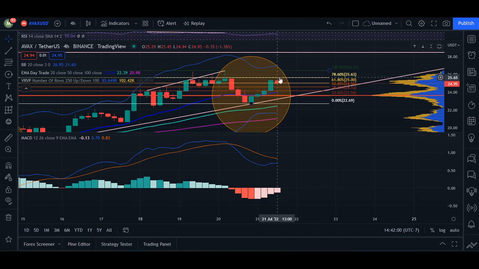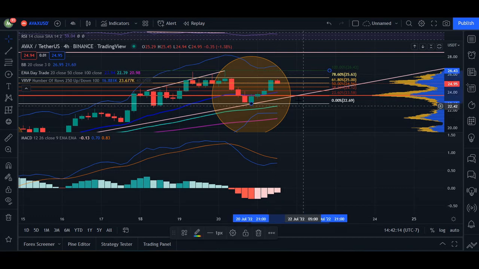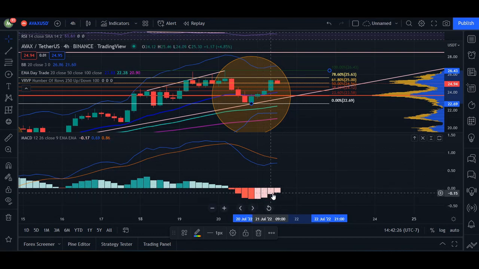So as we are climbing up closer to our 78% resistance line, if hypothetically these two cross over, it may give us the momentum to close above it and continue on to our next resistance, as you guys can already see on our fib chart, of $26.43 here.